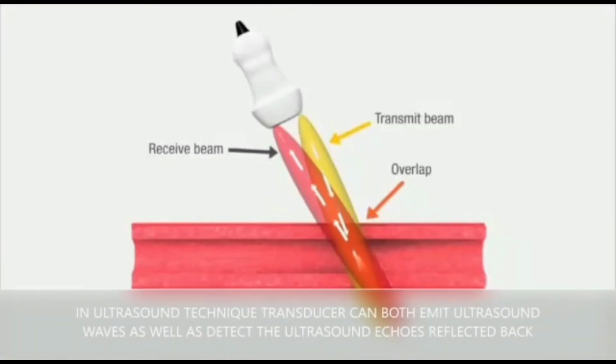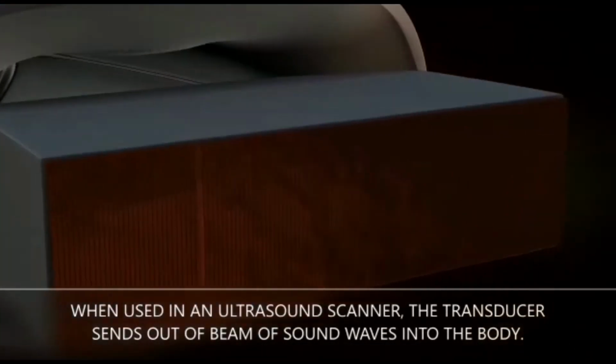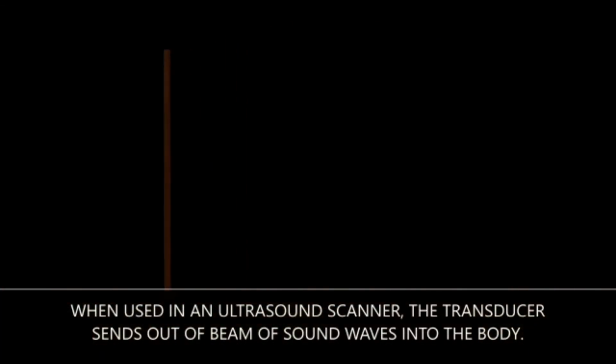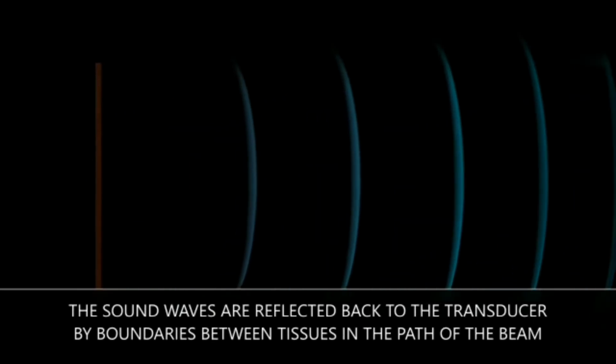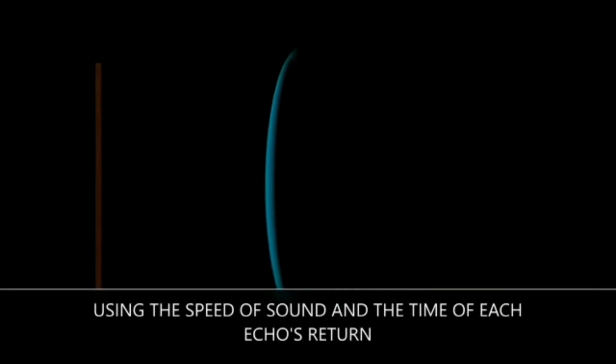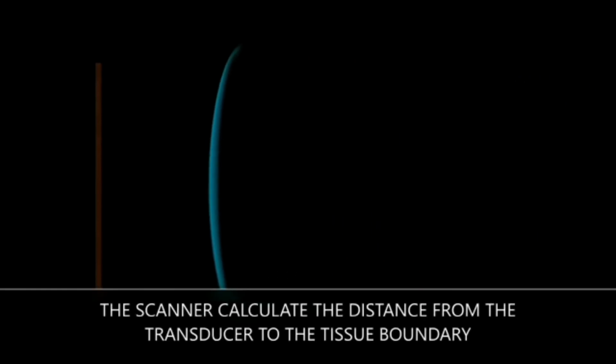In ultrasound technique, transducer can both emit ultrasound waves as well as detect the ultrasound echoes reflected back. When used in an ultrasound scanner, the transducer sends out a beam of sound waves into the body. The sound waves are reflected back to the transducer by boundaries between tissues in the path of the beam. Using the speed of sound and the time of each echo's return, the scanner calculates the distance from the transducer to the tissue boundary. This is how it works.